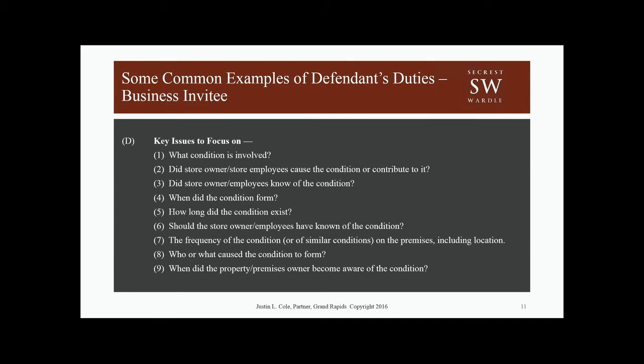Seventh, the frequency of the condition or of similar conditions on the premises, including the location. Eighth, who or what caused the condition to form? And ninth, when did the property premises owner become aware of the condition? Oftentimes, these issues are focused on at the plaintiff's deposition, and when the questioning is narrowly crafted, it's often the case that the plaintiff does not have the information to answer these questions. And this is important, and that lack of information can be used effectively at the motion phase to perhaps dismiss a claim based on lack of notice.